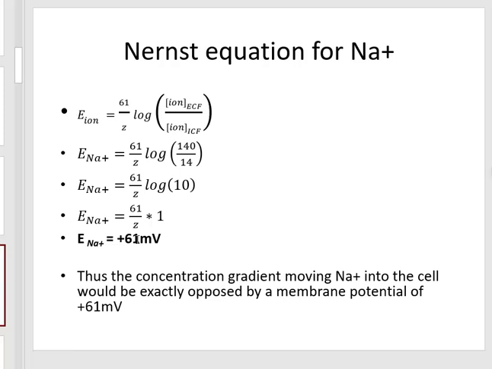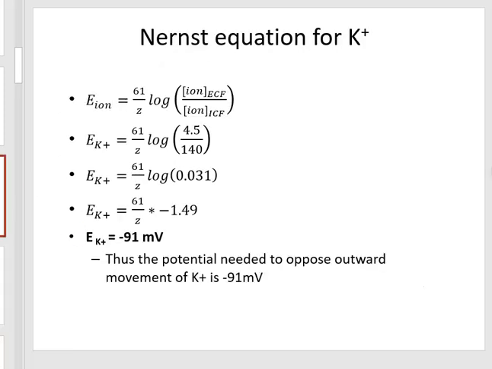Okay? So potassium, if we go back to potassium, is going to tend to move out of the cell unless the membrane potential gets down to a very low level, very hyperpolarized. So these two ions oppose each other. Sodium is going to tend to move in, and potassium is going to tend to move out. So that's what we can learn from the Nernst equation.